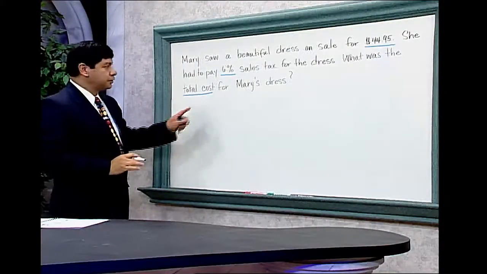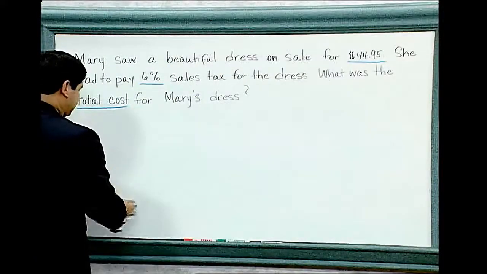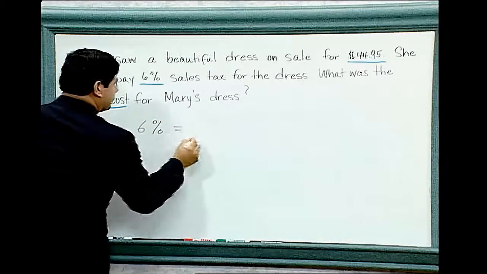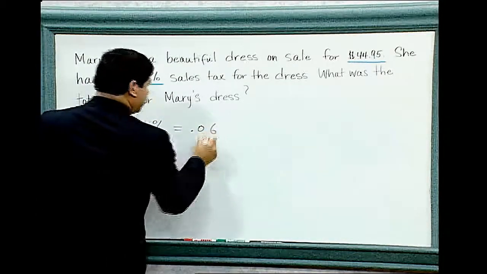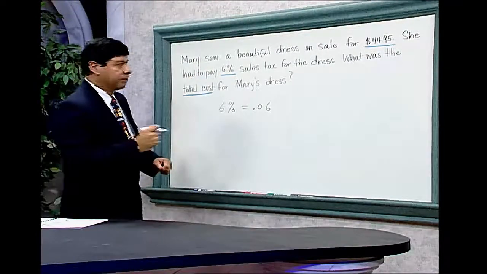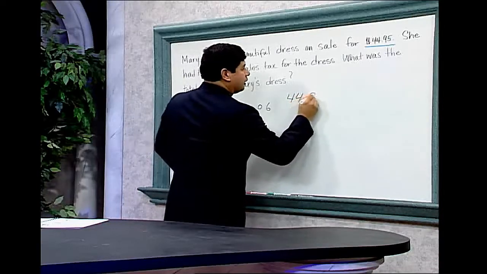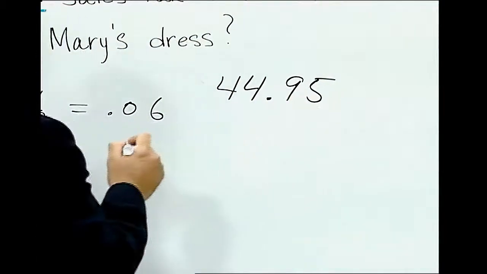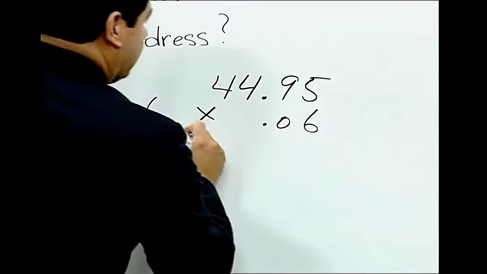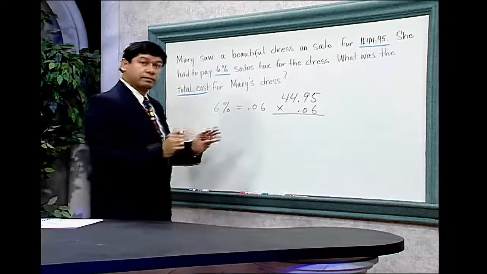So in doing this, it's a very simple problem. Let us convert first this percent to a decimal. We know that 6% is equal to 0.06. Now let's multiply this by our total amount. We had $44.95 times 0.06. That's as hard as it gets. Once you've done that, the rest of the problem is very easy.